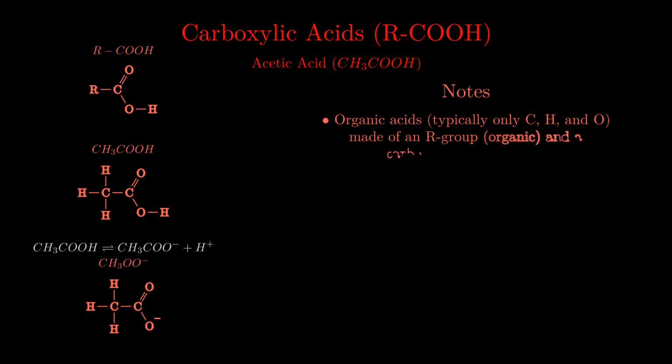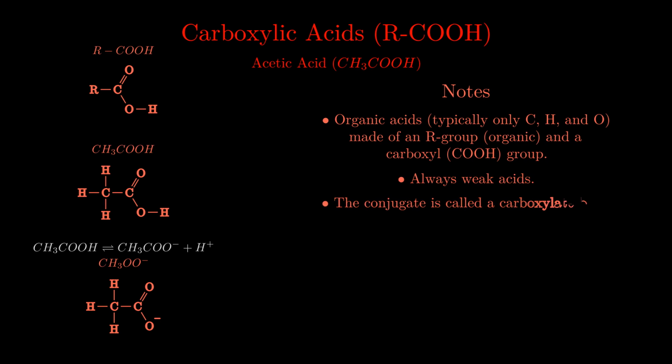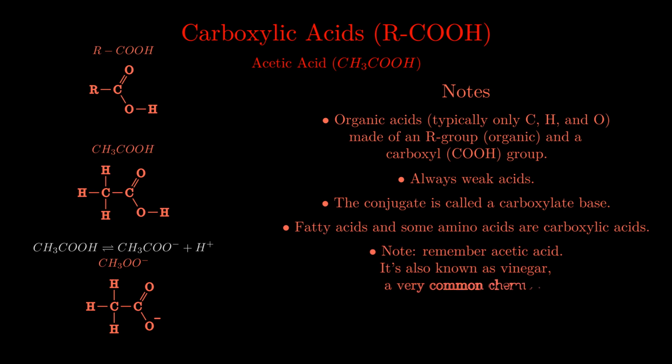Okay, now our notes. So organic acids, typically only C, H, and O. That's your key. If it's organic, it'll normally have only C, H, or O in it, with the occasional N or P. Those are the typical things you would see in organics. But for this instance, we're mainly going to deal with only C's and H's really, because if you add other stuff to it, it becomes something else. And you'll see what that is later.